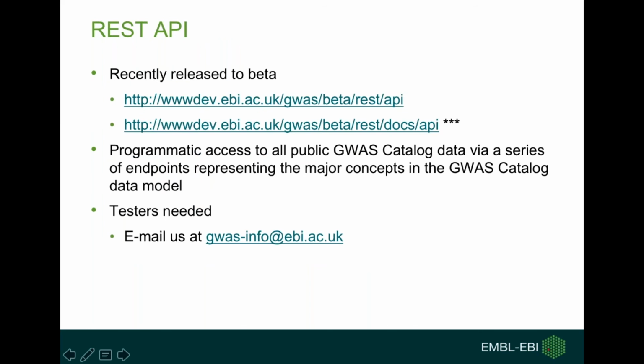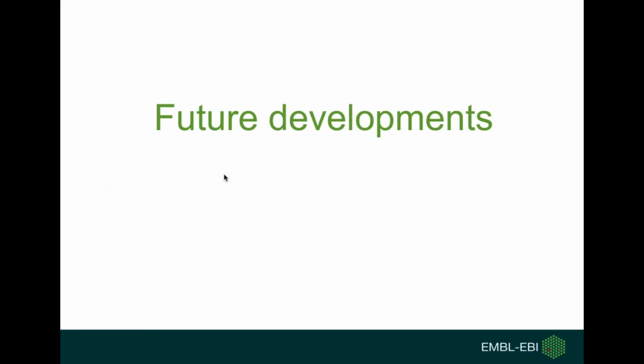And so we have now released in beta version our new REST API that allows programmatic access to all the data. Now again, as I just said, this is in beta version, and we do need users who can help us test it. So if any of you are programmatically minded and would like to test this new functionality, we recommend that you please contact us at GWAS Info and let us know of your interest.